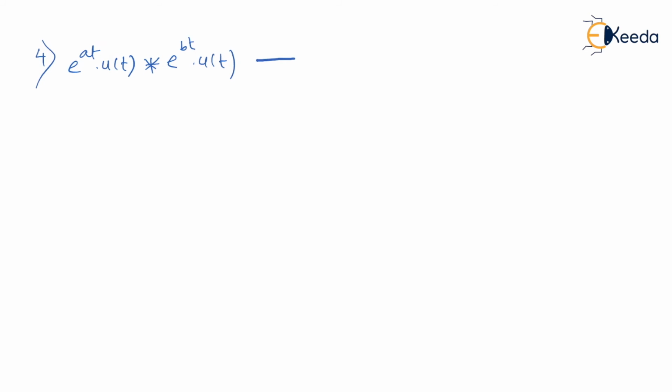Let me just give you the standard result for this. It is e raised to at minus e raised to bt, whole divided by a minus b, and it is multiplied with u of t. So try to remember this as a final result.